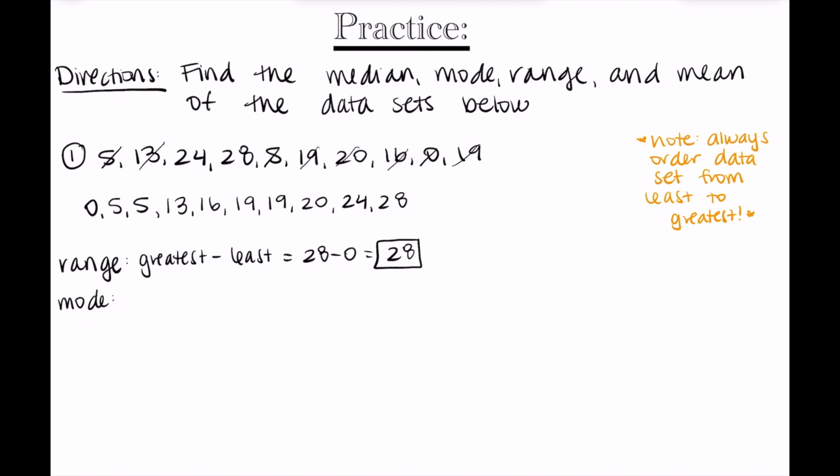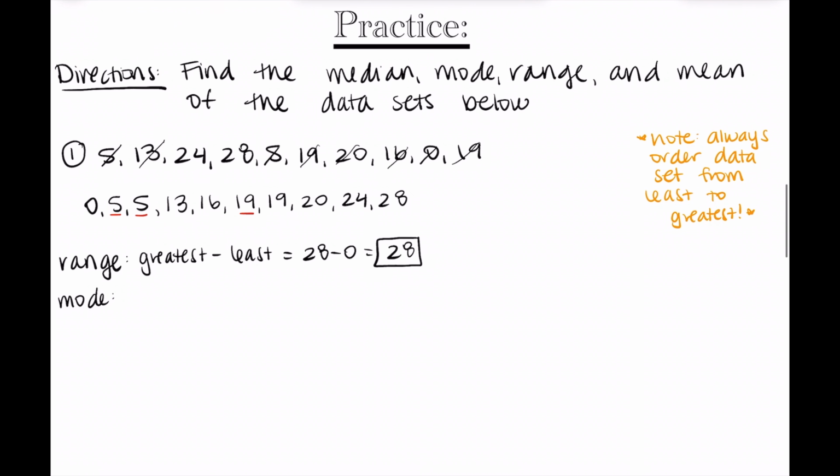Mode, remember, is what occurs the most. So in this case, let's see our data set. We have 2 5s, so that is a mode, but we also have 2 19s. So in this case, we have 2 modes, and they are 5 and 19.